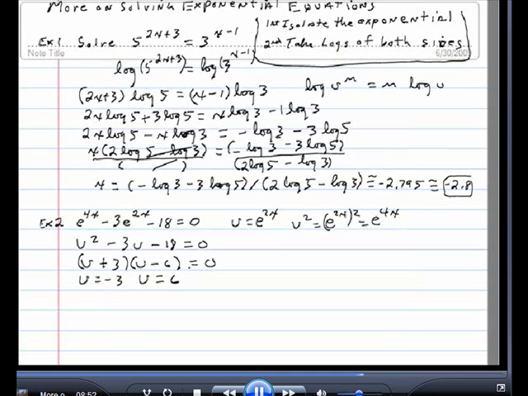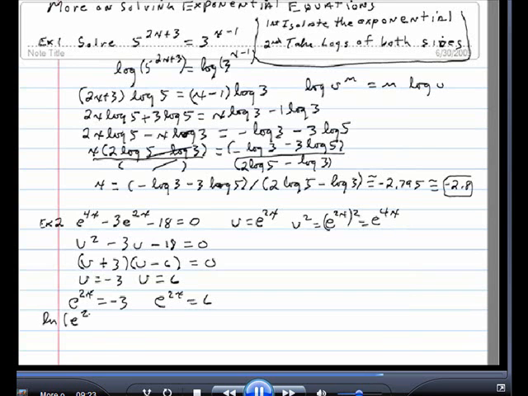Now, of course, the original equation had no u. What we're looking for is x, so we now do the substitution. For u, we put in e to the 2x. So now we have e to the 2x equals negative 3, and e to the 2x equals 6. We've isolated our exponential in both cases, so we can now take logs of both sides. Since the exponential base is e, I'll use the log base of e.